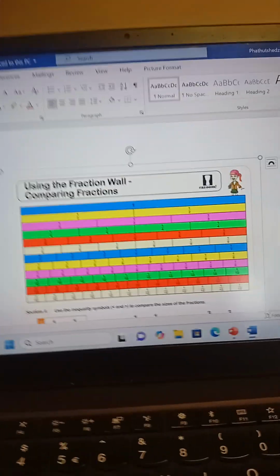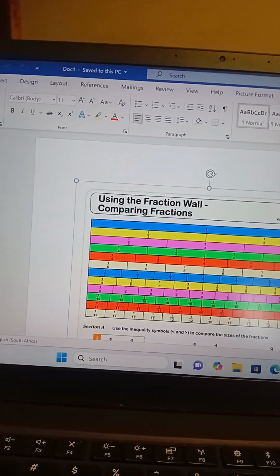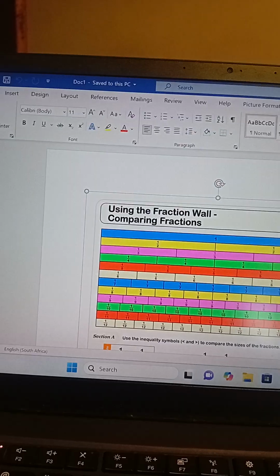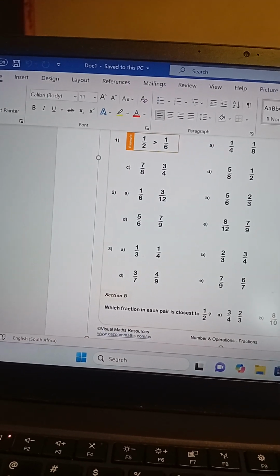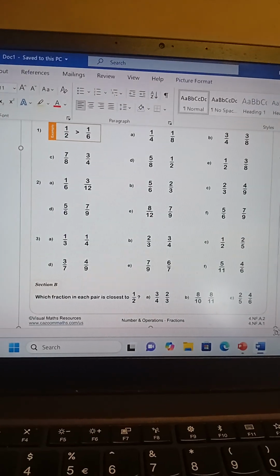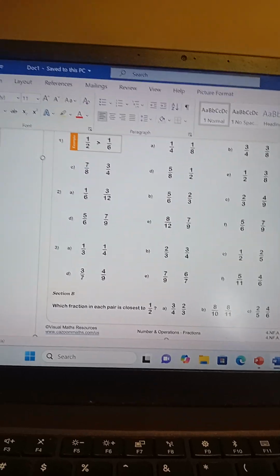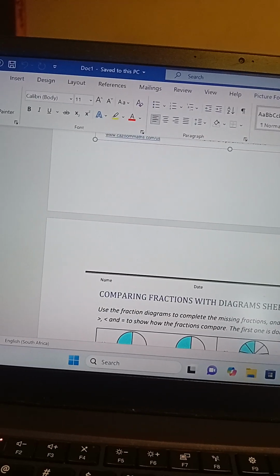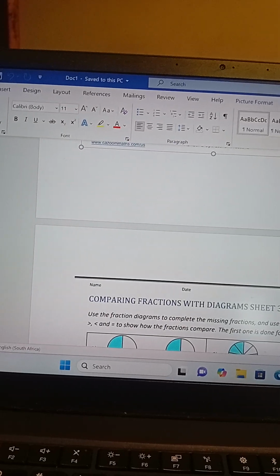Here we have a fraction wall comparing fractions, one whole, 1/2 up to 1/12. And here is a quiz that learners will complete to show that each learner understands how to apply and compare common fractions. And here we have common fractions with diagrams.